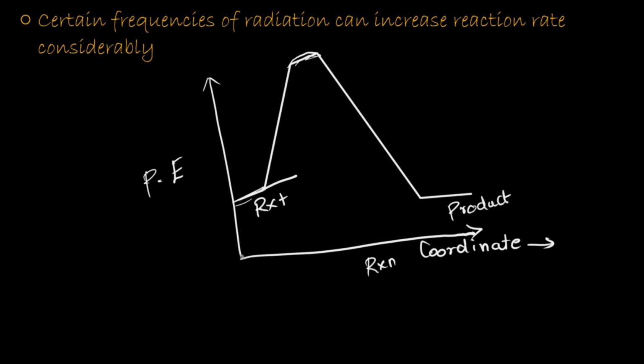So the product is having lower energy than the reactant. If the product is having higher energy, that means it won't be stable, right? So this is the barrier that needs to be crossed to give the product. So what is the use of a catalyst over here?